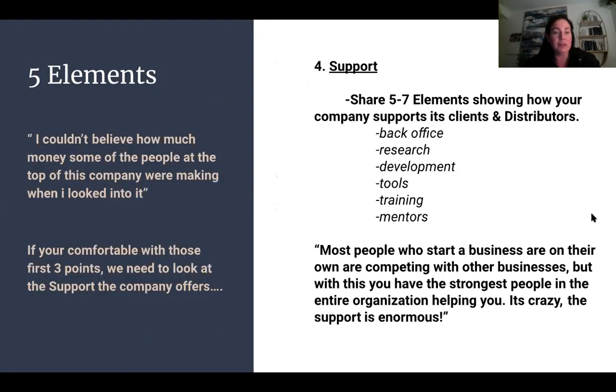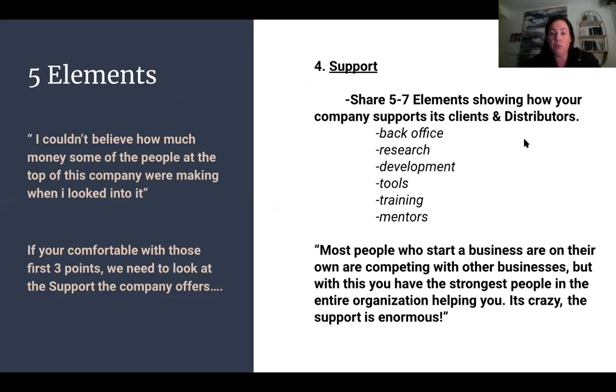And then we're going to go to the next part. So for me, I couldn't believe how much money some of the people at the top of this company were making when I looked into it. If you're comfortable with those first 3 points, we need to look at the support the company offers as well.